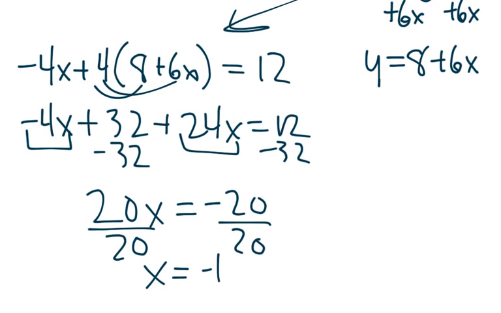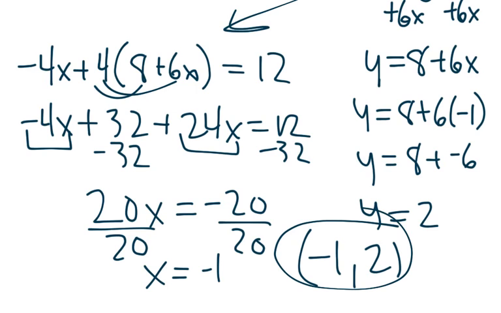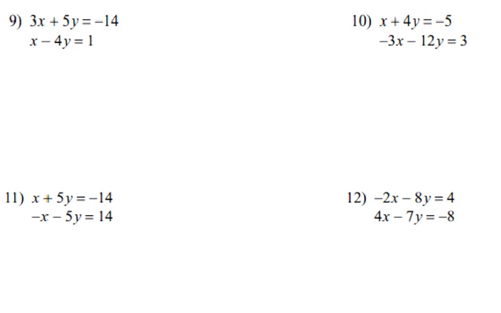There's half our answer. So then in our other equation, we go back and substitute in negative 1 for x. We get 8 plus negative 6, so that becomes a positive 2. So we have one answer, which is negative 1, 2. That's our ordered pair. That's the coordinate where they intersect.